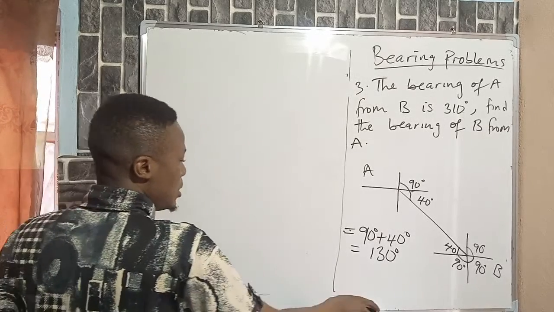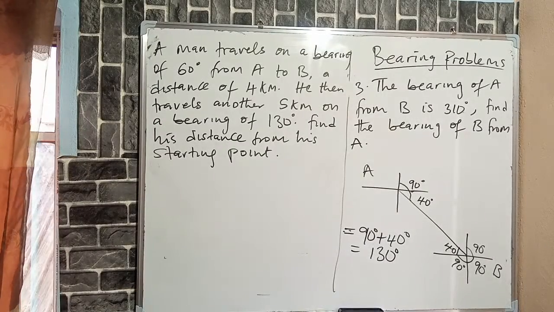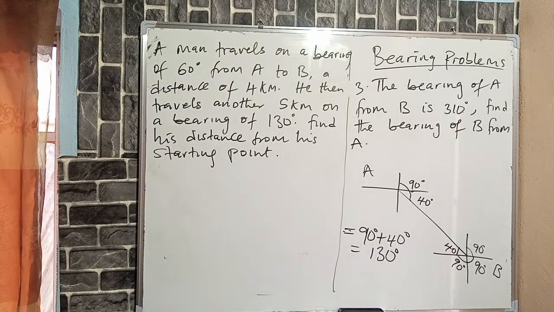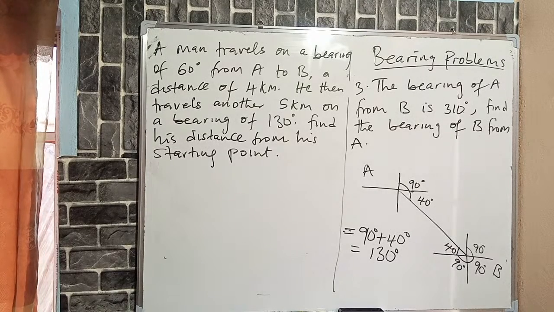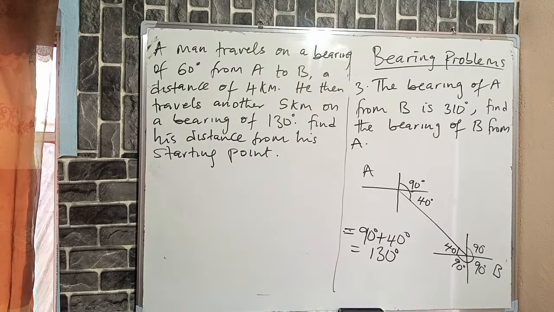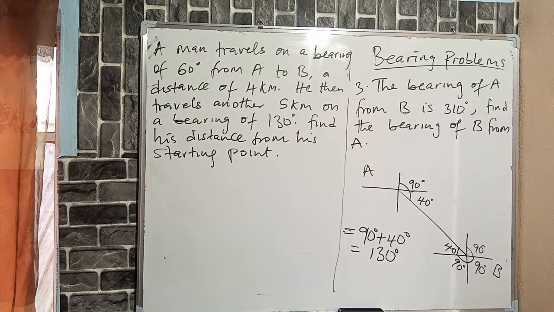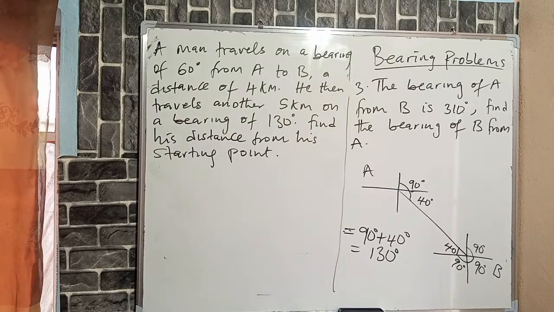So take a look at this question. A man travels on a bearing of 60 degrees from A to B, a distance of 4 kilometers. He then travels another 5 kilometers on a bearing of 130 degrees. Find his distance from his starting point. That is the problem at hand. So how do you do that?